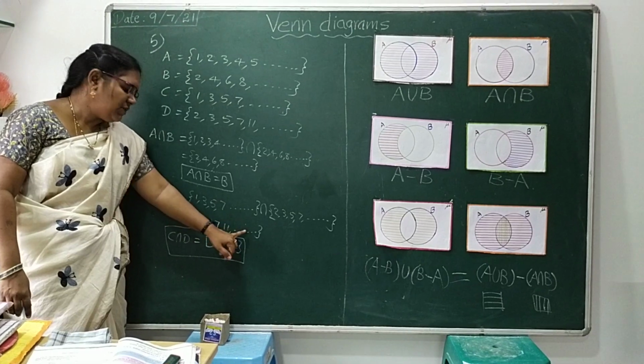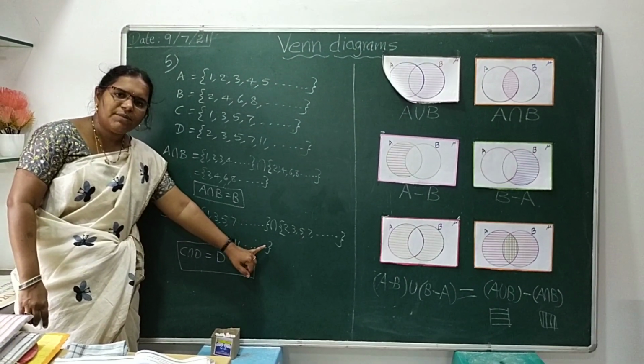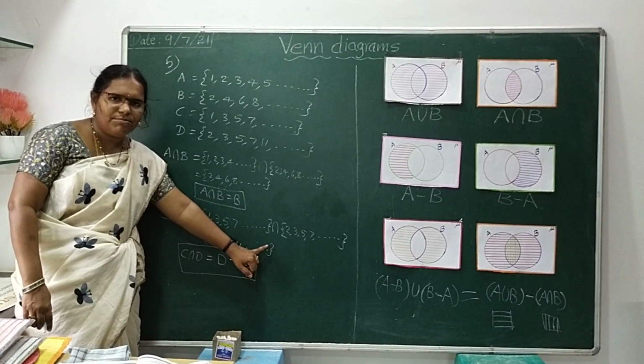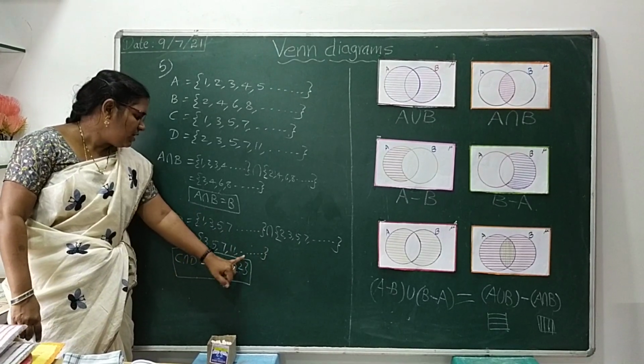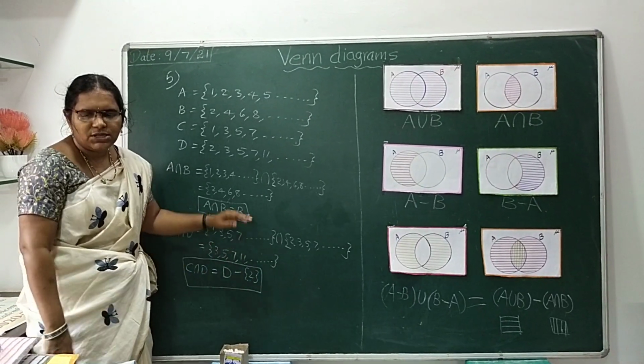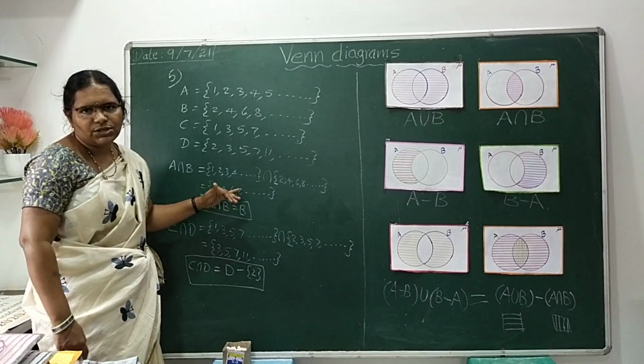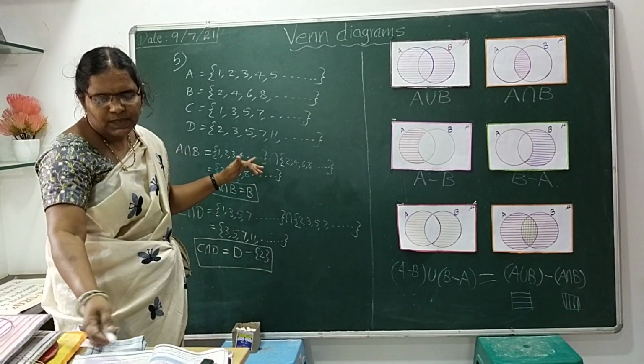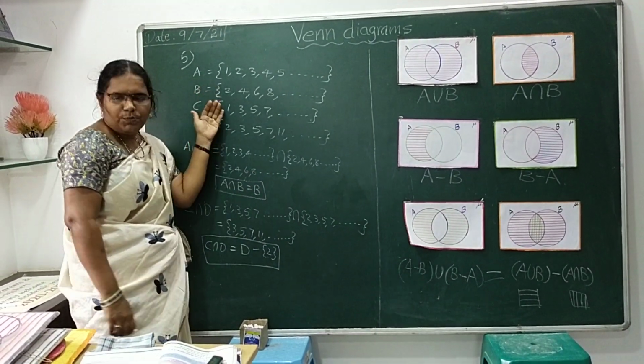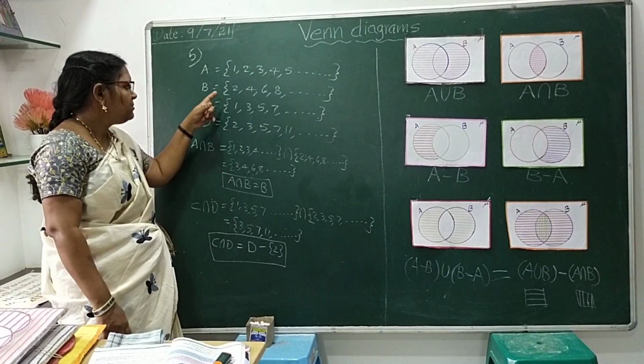Then whatever we get: 3, 5, 7, 11 and so on. All are prime numbers, odd numbers. Okay, then we get this answer. According to this, you have to complete this question. In the same way, I hope you understood. One more time, just let me explain.